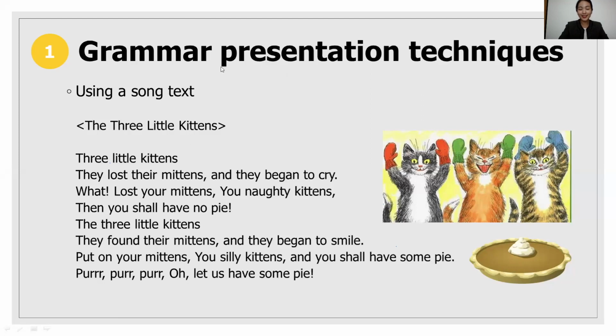Using a song text, the students can learn grammar as well. Look at this: kittens, mittens. Here, they will learn the plural. And lost, began, lost, found. This is past tense. And "shall have" is a modal verb, and "let us have" is a causative sentence.